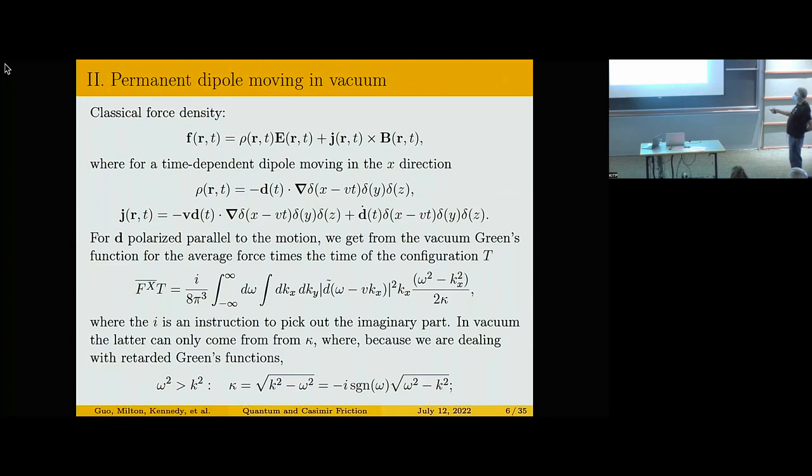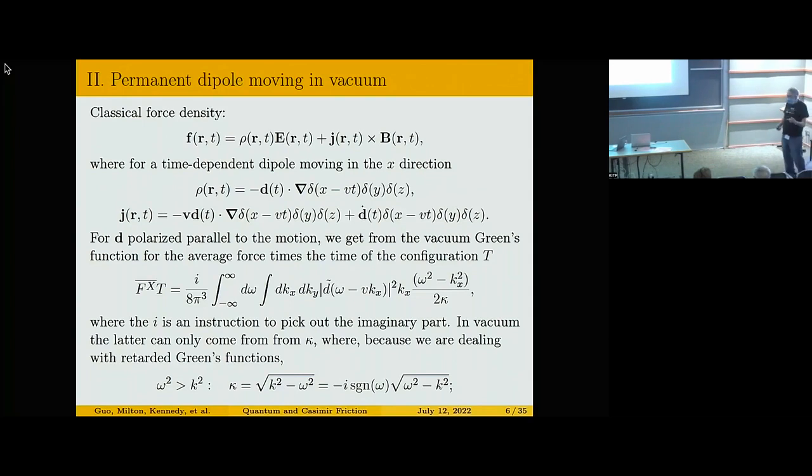So it involves the square of the Fourier transform of the dipole moment at this Doppler shifted frequency. And this only involves, again, this is for the X polarization, meaning suppose the particle is only polarizable in the same direction, it has its dipole moment pointing in the same direction as the motion. Then this is the force for the X orientation of the dipole.